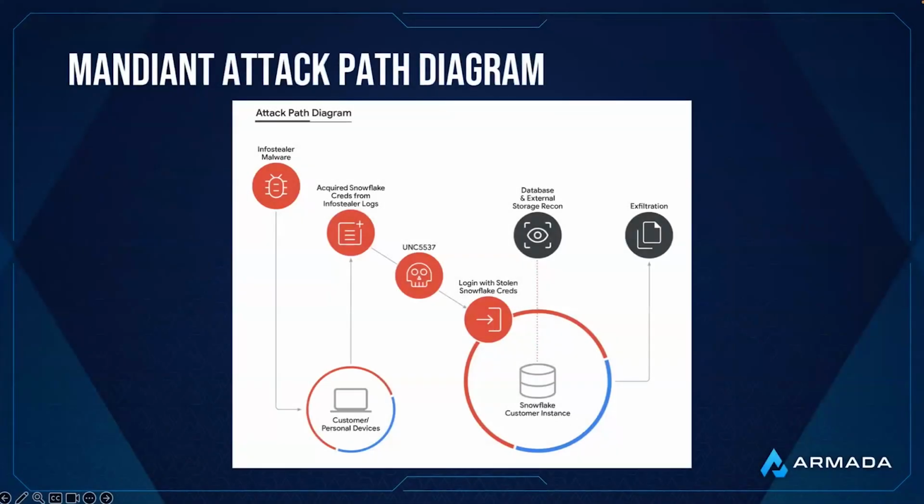If we borrow this attack path diagram from Mandiant, we can see that it started with Infostealer malware, which was in this case on a work device for IT contractors that were accessing these Snowflake instances. The threat actors gained access to these. In this case, it was UNC5537, a threat actor which went in and automated this process. So they moved very quickly when they did this.